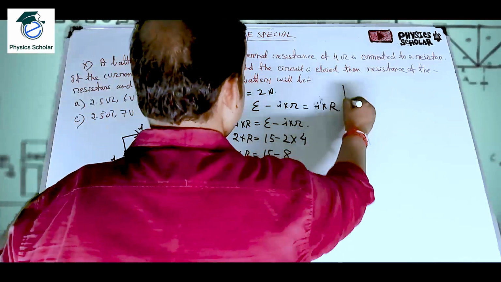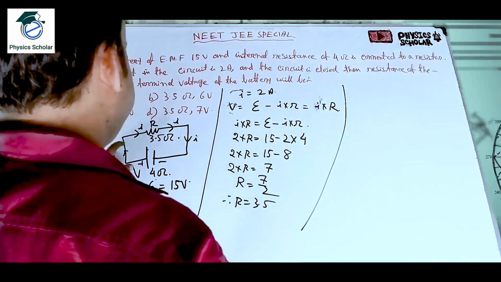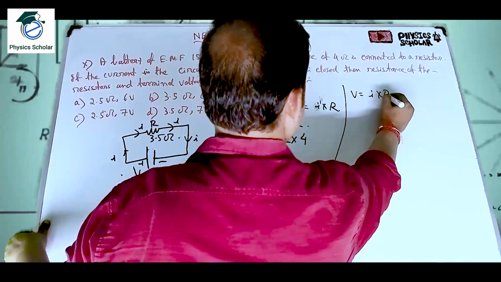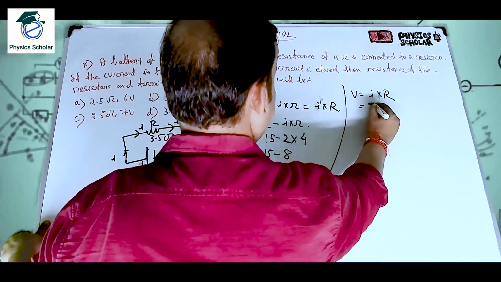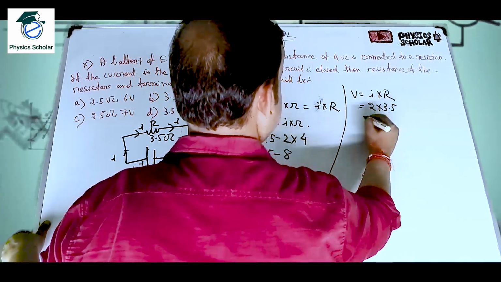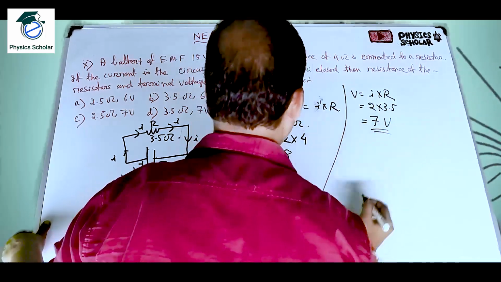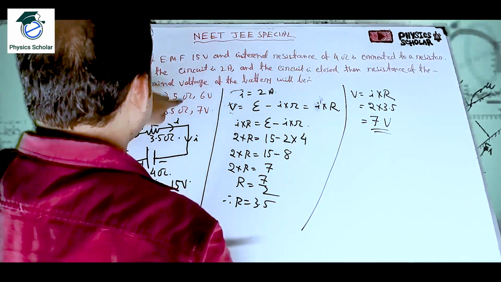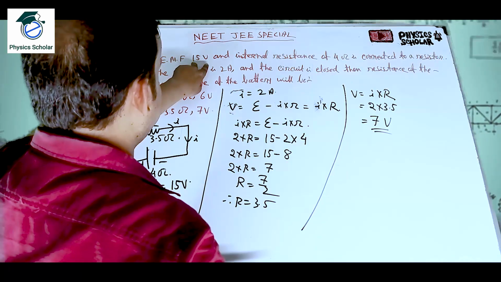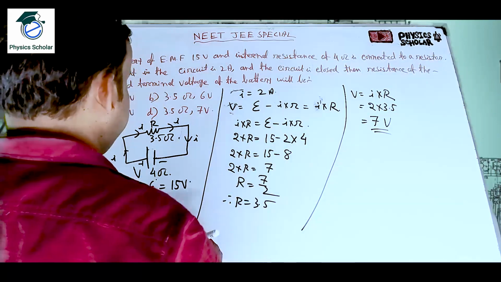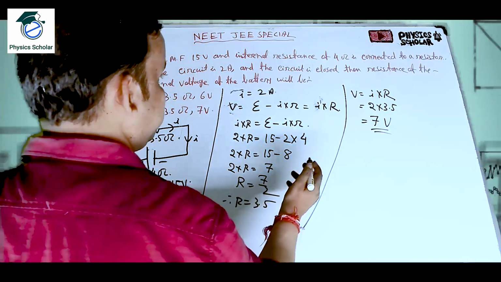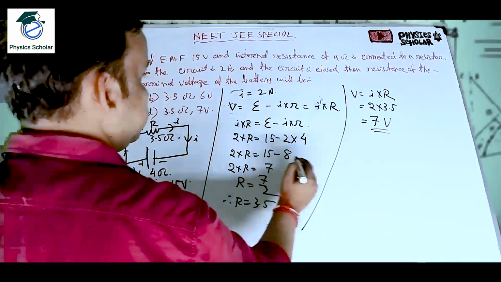Clear? Now what we have to find out? The terminal voltage. Terminal voltage V is equal to I into external resistance. Clear? So V is equal to 2 into 3.5, which is 7 volt. Clear? So you have seen that the terminal voltage is 7 volt, where the EMF is 15 volt. That means a voltage drop is there, 8 volt. Voltage drop is 8 volt. Clear? So now what is the option?